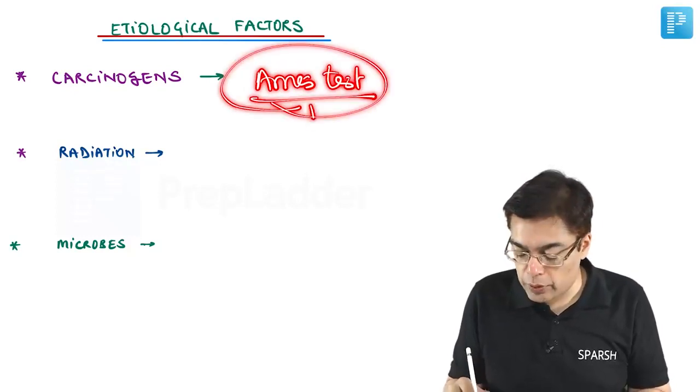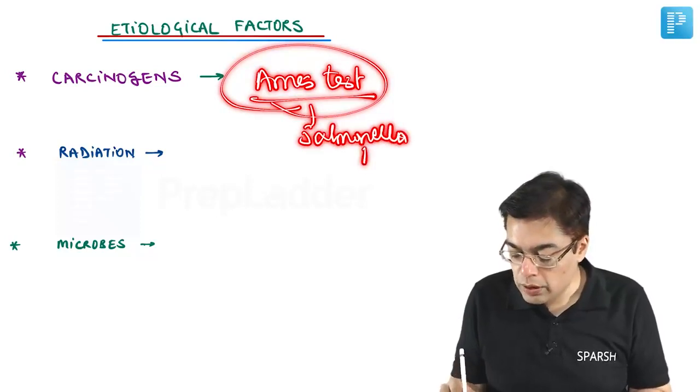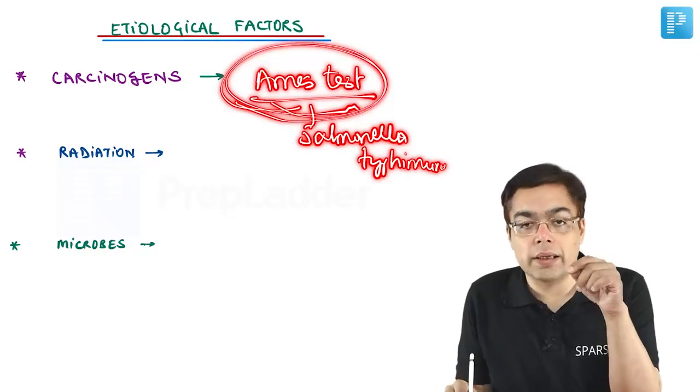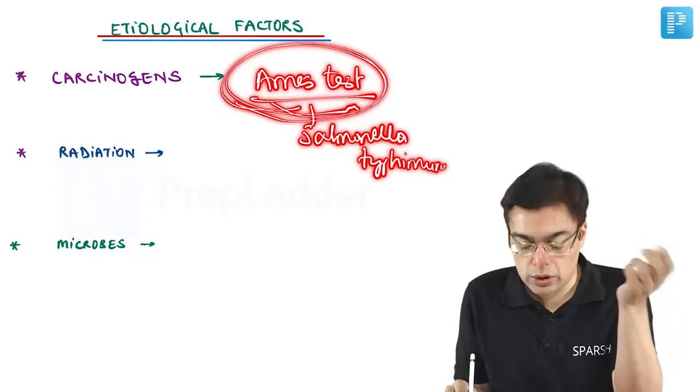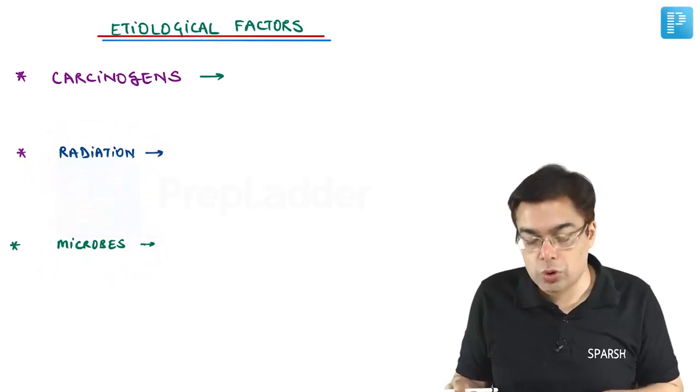So Ames test employs the use of a bacteria which is given the name of Salmonella typhimurium. And using this particular bacteria, as explained to you in detail in the main video section, you could be testing whether a particular chemical can be responsible for inducing mutations or not. Cancers can also be caused because of radiation exposure. They can also be caused because of exposure to microbes.